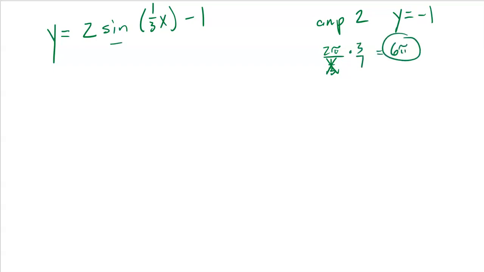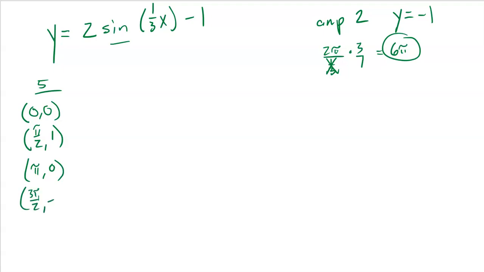All right, this is sine now, so let's remember the big 5 points for sine. Sine starts at 0, 0, so it's on that midline. At pi over 2, it reaches its max of 1. At pi, it's back to the midline. At 3 pi over 2, it reaches its min at -1. And at 2 pi, it's back to its midline.